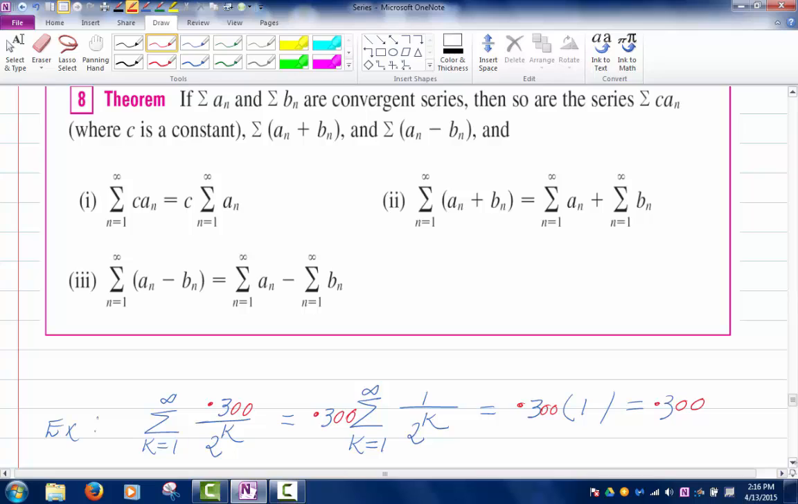Is everybody clear? So these are just some algebraic properties. I'll give you some examples of how they will be used in problems.